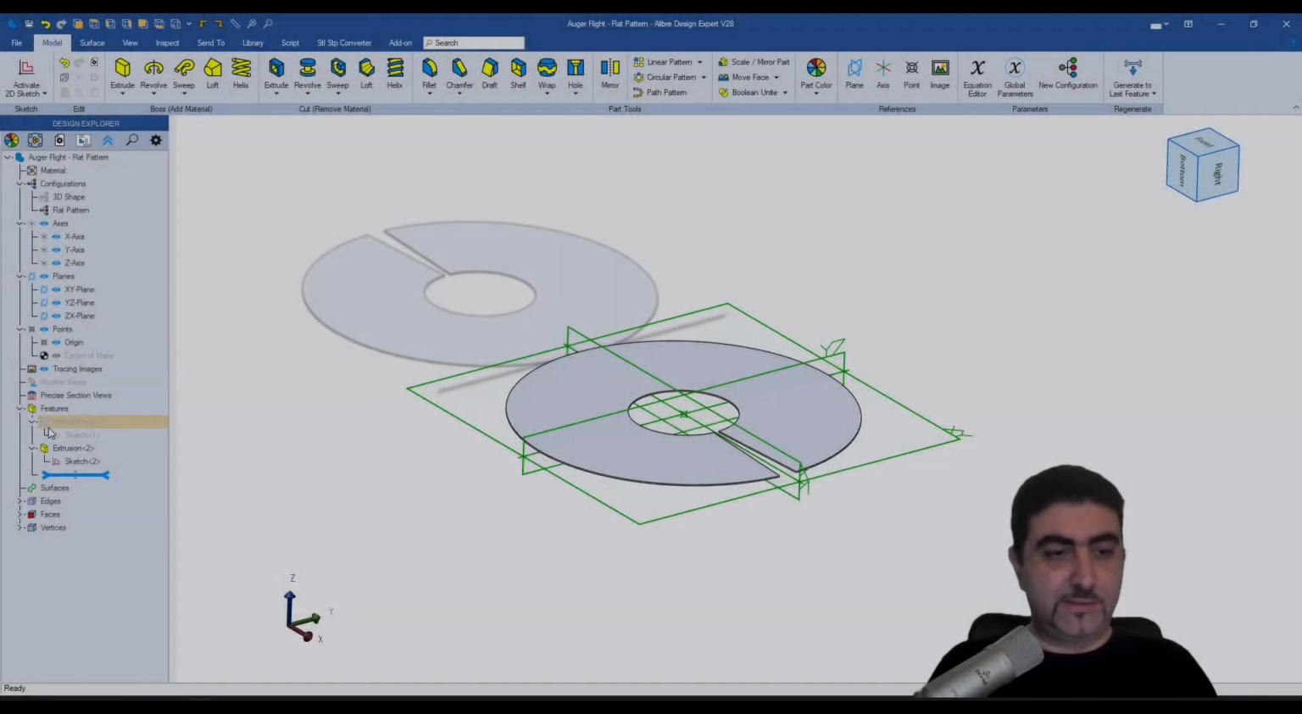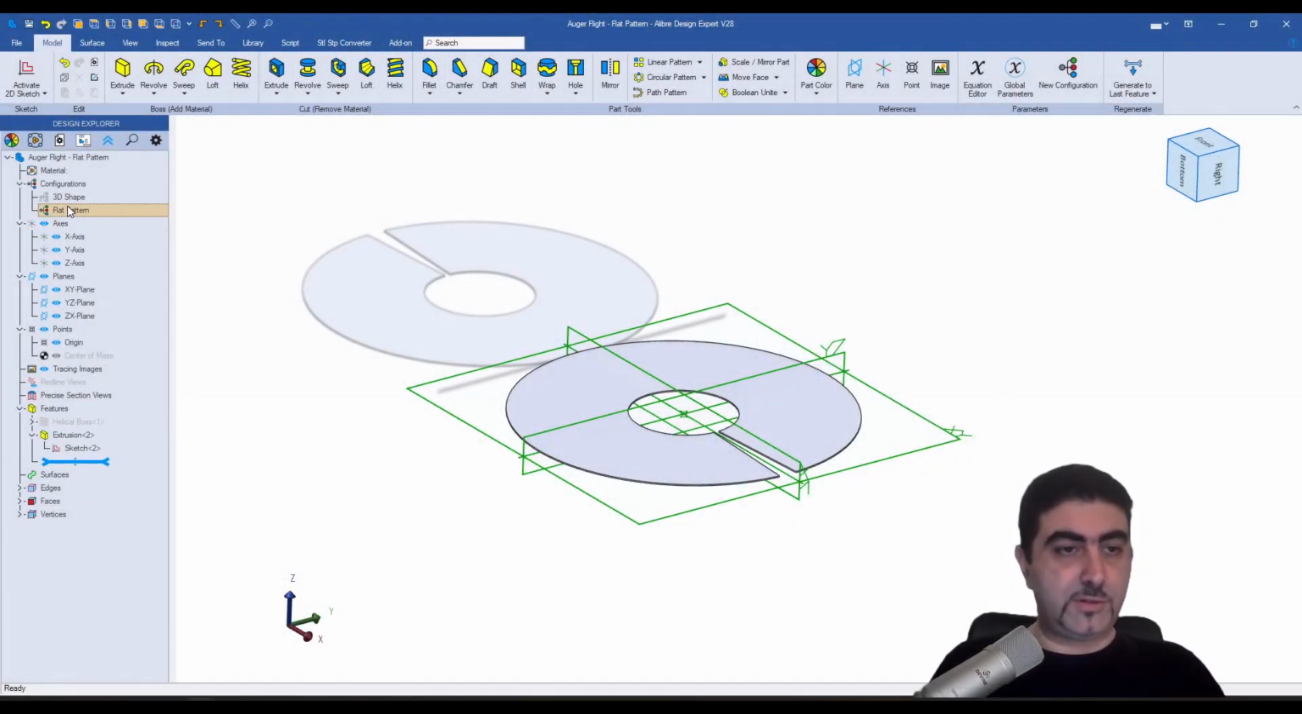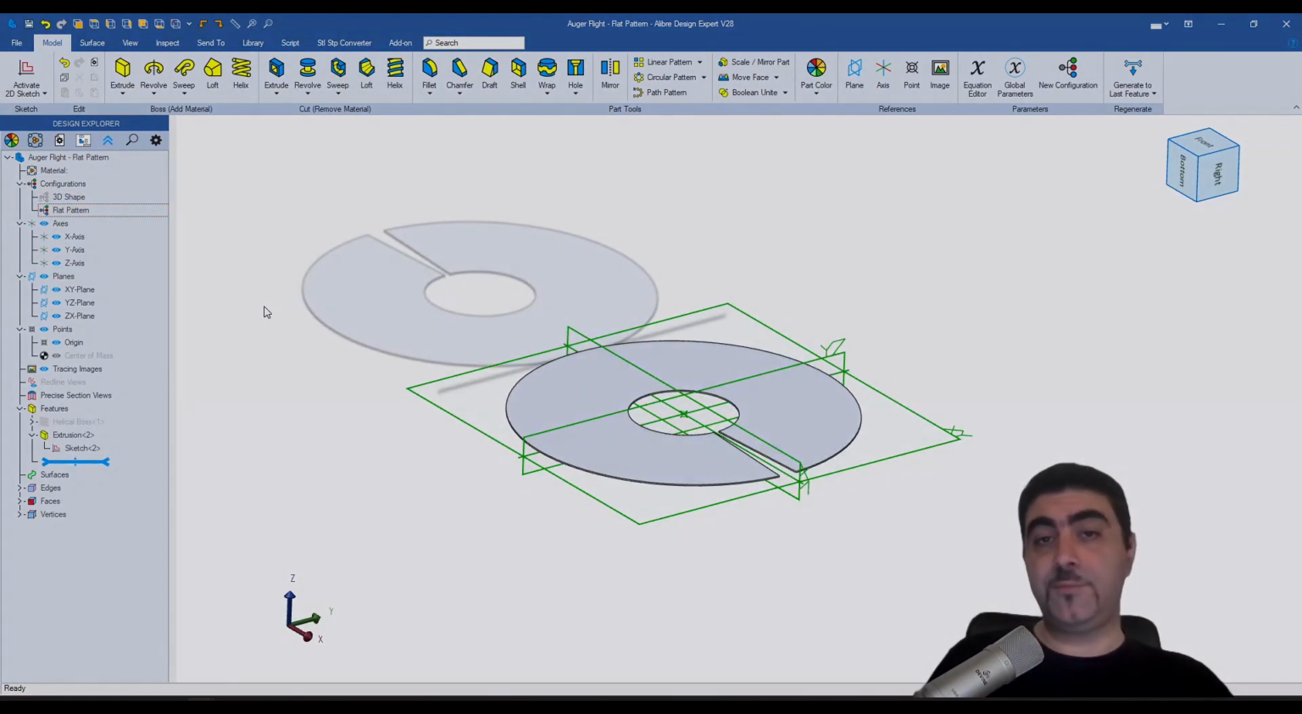I know that Alibre cannot do this particular operation, but there you go. We did it with math.